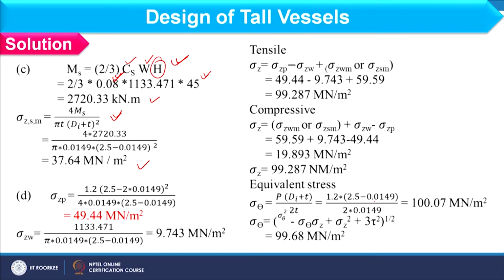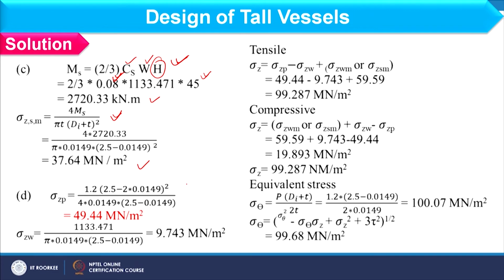So, let us see that. To find out the equivalent stress, we have to consider the stress which is generated due to pressure as well as due to dead load. First of all we will see the stress generated due to pressure. In this expression we can find out sigma Zp, where 1.2 is the design pressure of the vessel and other parameters are given to us. So, we can consider 49.44 mega Newton per meter square as the stress generated in the shell due to design pressure.